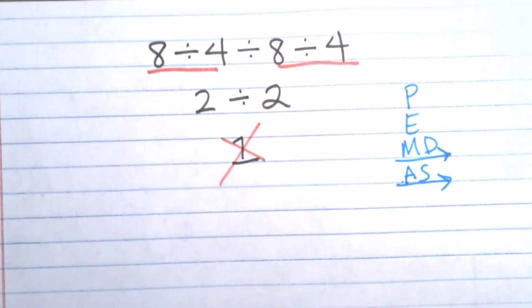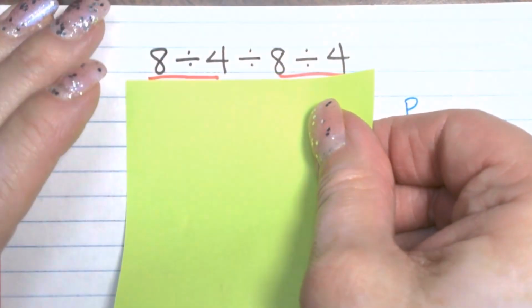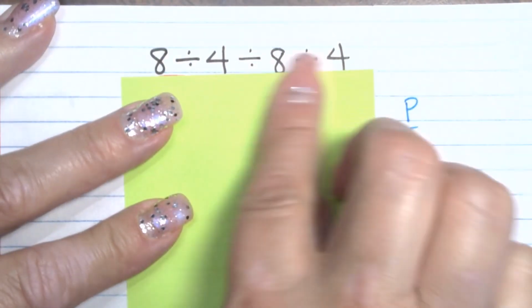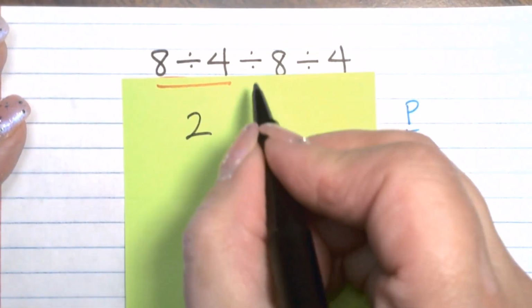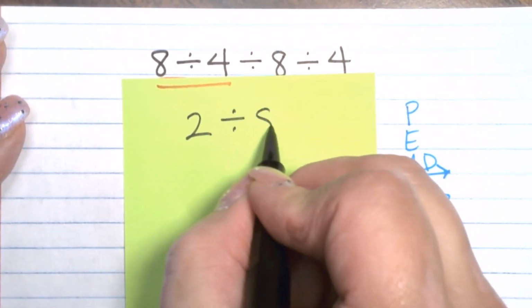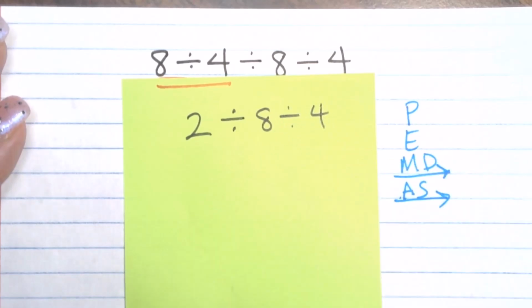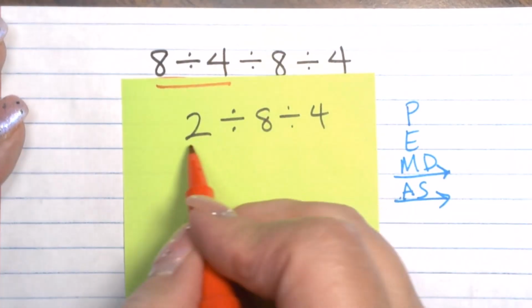This is all division. Let's just redo it the way it is supposed to be done. We will start with this first 8 divided by 4, and that is 2. But now we have 2 divided by 8 divided by 4. Now we have to do 2 divided by 8.